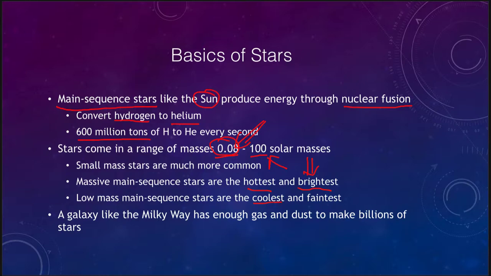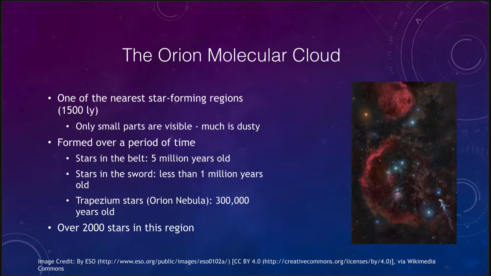And when we look at a galaxy like our own Milky Way, it has gas and dust to make many billions of stars. So let's take a look at one of the star forming regions within our galaxy, which is the Orion Molecular Cloud. This is one of the nearest star forming regions, 1500 light years away. Now, if we remember what a light year means, that means we see it as it was 1500 years ago. However, the star formation process is slow, so it's not that things have changed drastically over 1500 years. It might not look a whole lot different than it does right now.